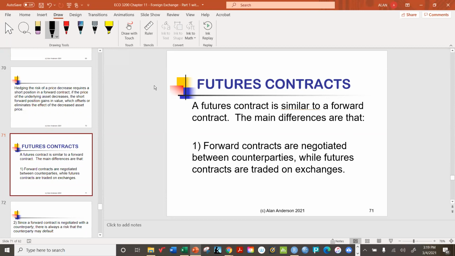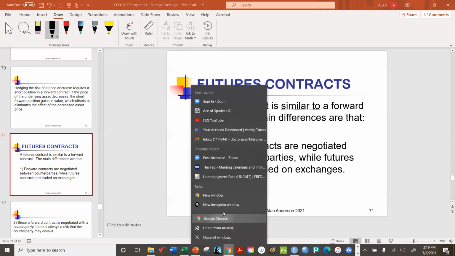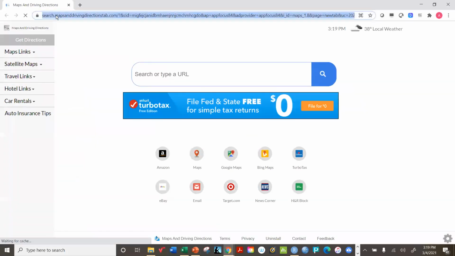A futures contract trades on an exchange, not the New York Stock Exchange, but on specialized derivatives exchanges, of which one of the best known ones, let me show you this real fast, is the Chicago Mercantile Exchange. Let me just quickly jump over there.